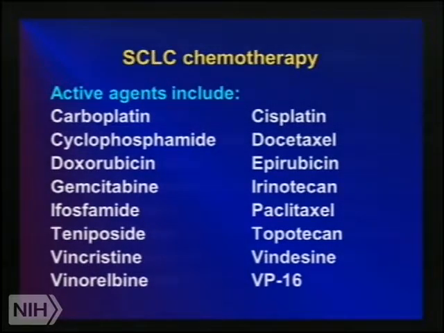And then other agents are topoisomerase inhibitors. You'll hear a lecture by Yves Pommier next week on this. So topoisomerase inhibitors include irinotecan, topotecan, and VP16. And then we have agents that intercalate into the DNA, such as doxorubicin and epirubicin.